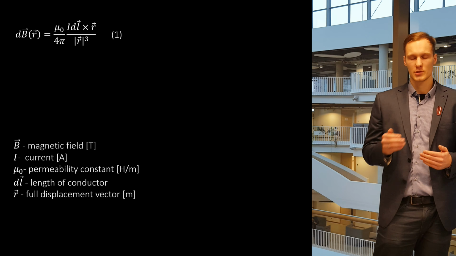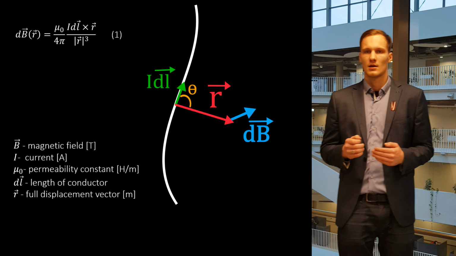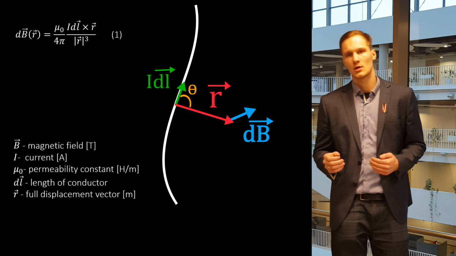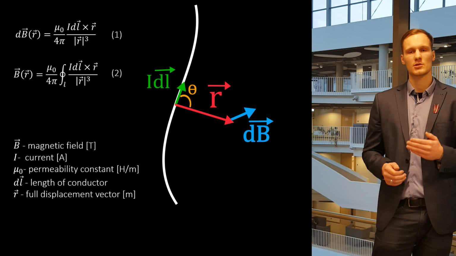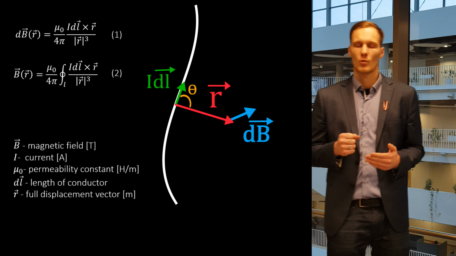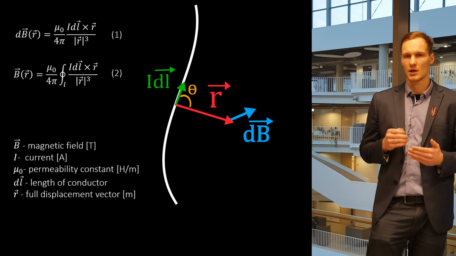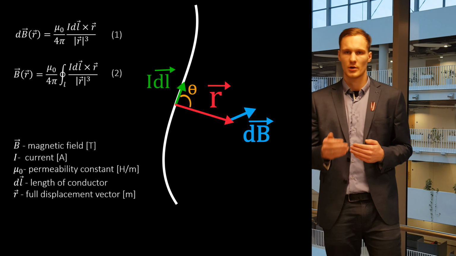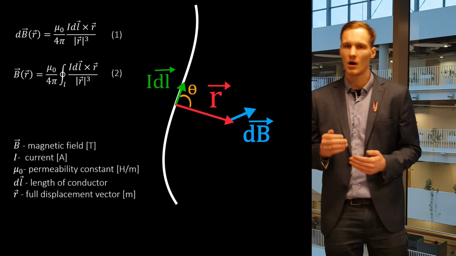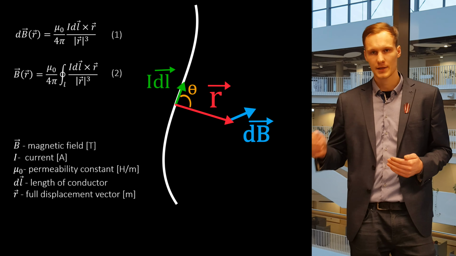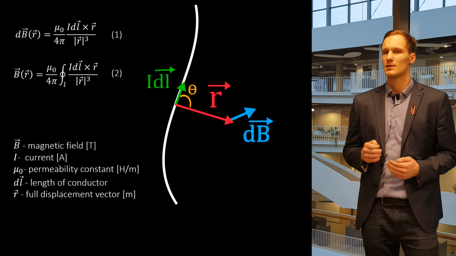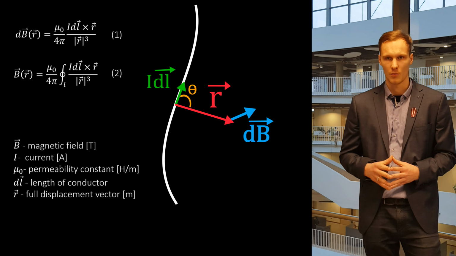Expression number 1 is the Biot-Savart law. It states that a current carrying element dl with current I creates a magnetic field dB at a distance r. Note that dB is a vector, and vectors have direction, and this direction is defined by a cross product of dl and r. Note that r here is a full displacement vector. In other sources, you're going to see it might be displayed in a different form.